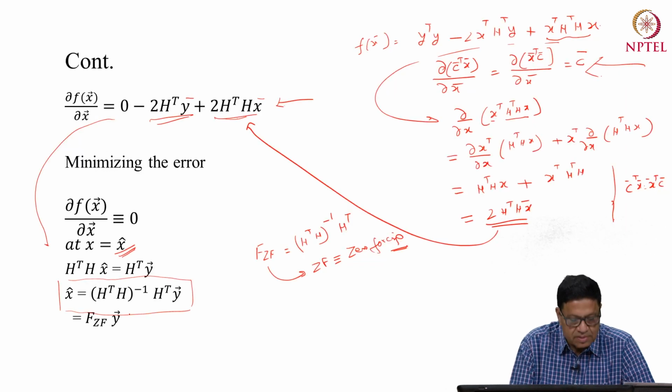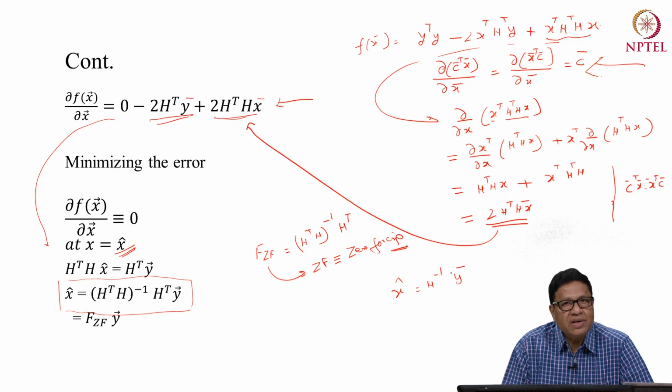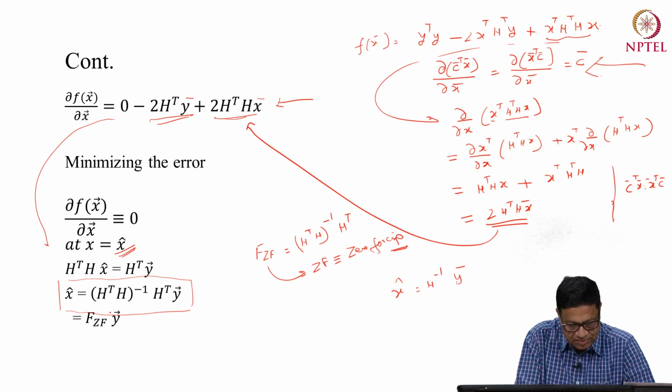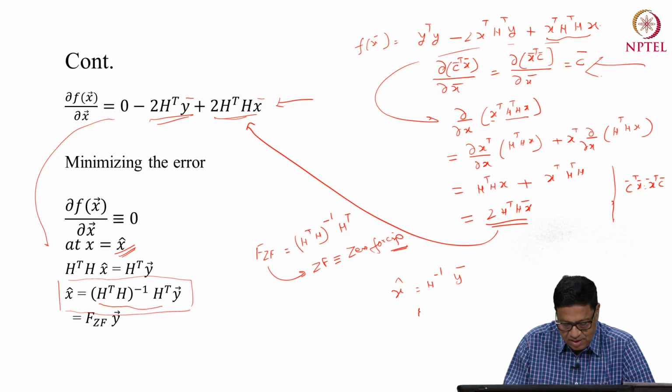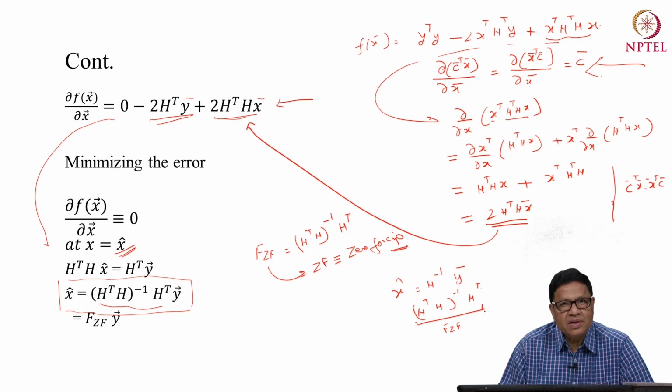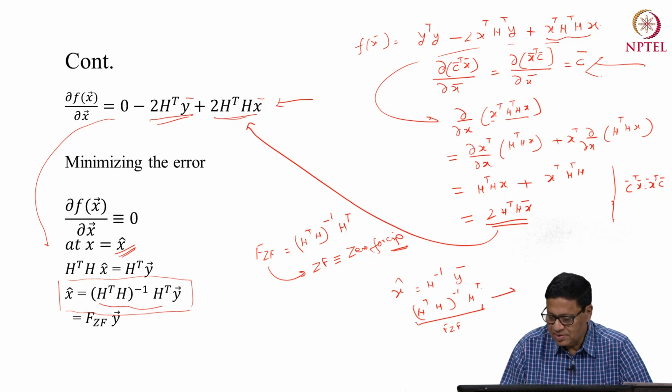So here you notice this H is not square, I cannot get the x estimate by simply taking the inverse. So it is a different type of inverse here. You see this function is (H^T H)^-1 H^T. This whole thing is the F_ZF, and this is not the exact inverse in the conventional sense, but it is the pseudo inverse.